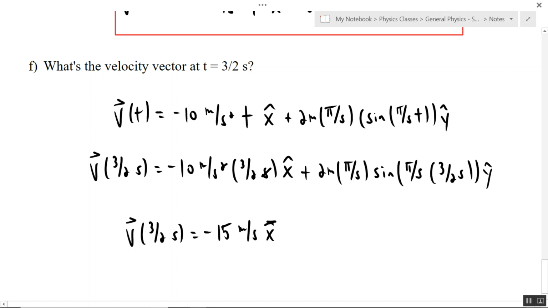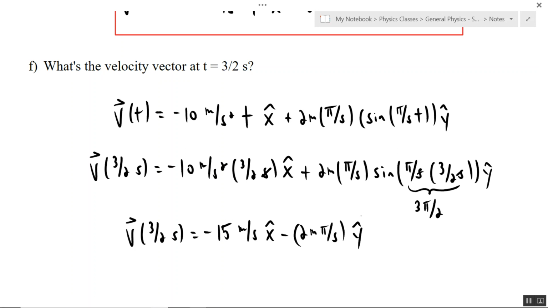Then you've got to figure out the y part. The argument is just 3 pi over 2. So it's the sine of 3 pi over 2, which is negative 1, right? So you get negative 2 meters. It's kind of weird, but pi is just like 3.14, right? So it's 2 meters times 3.14 divided by seconds.